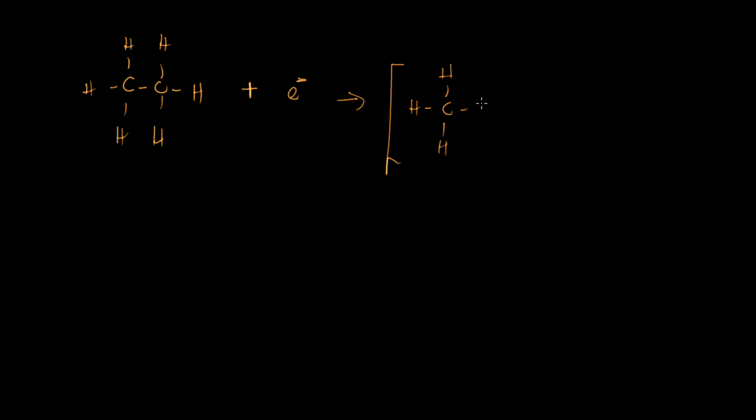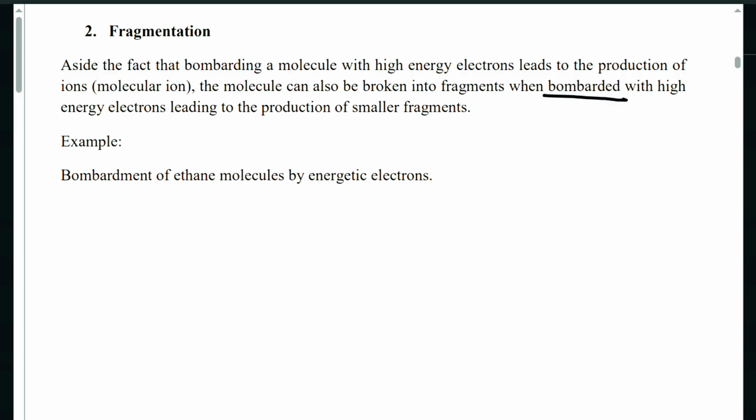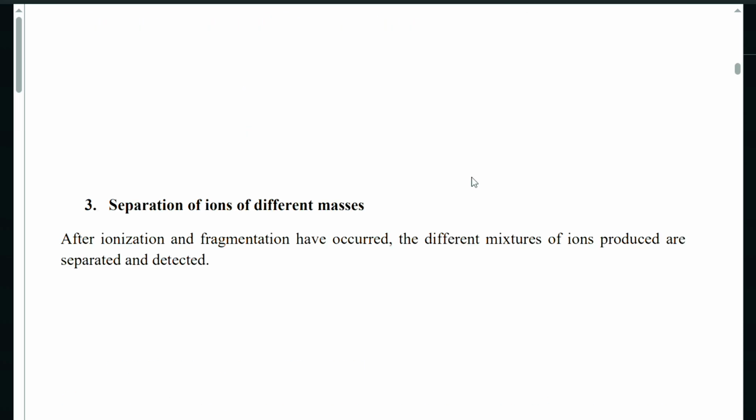So you have this C, and this bond here is simply like a dot. So you have this hydrogen here, but one of the bonds here has been knocked off. Even if you write it this way, you have to specify that one of the electrons has been knocked off. So this is basically a molecular ion. It's also the same as the radical cation. So that's the bombardment of ethane. We are setting the pace for something bigger.